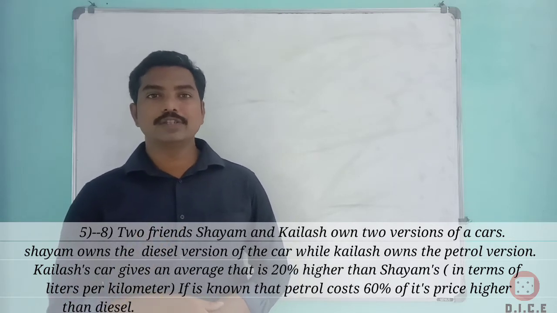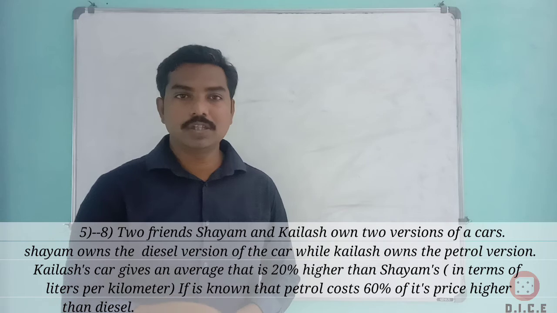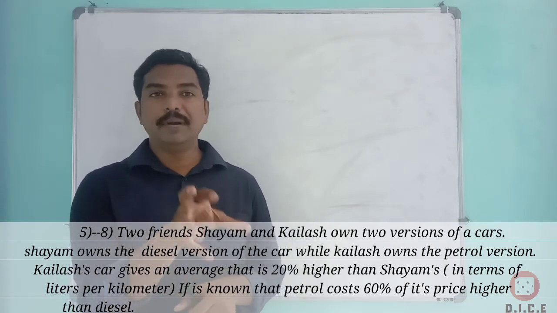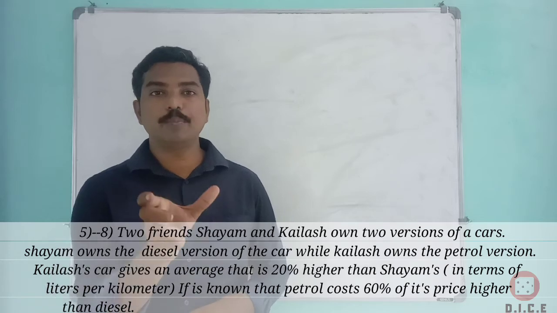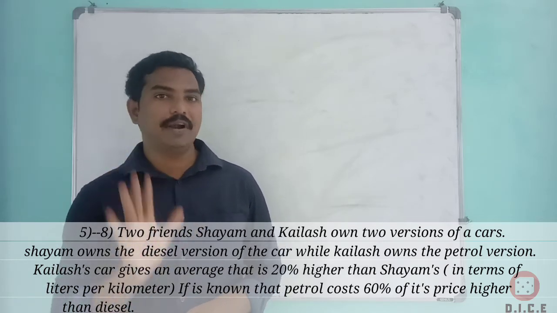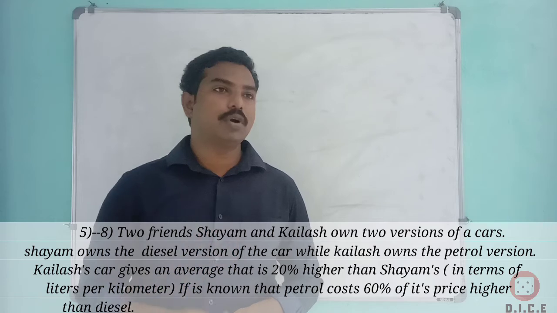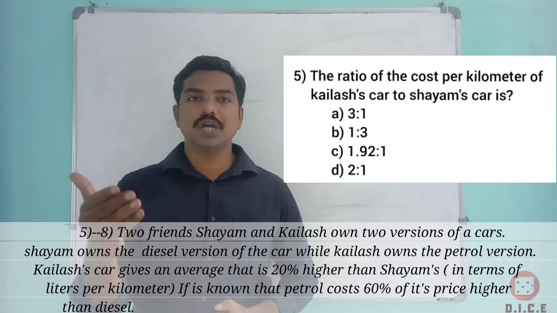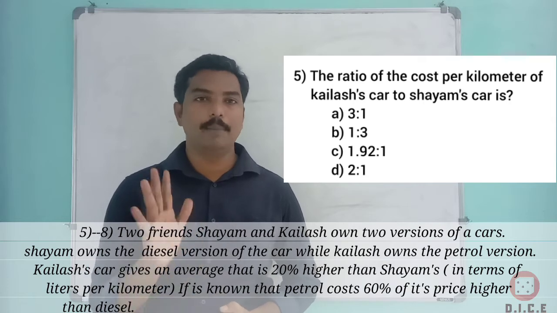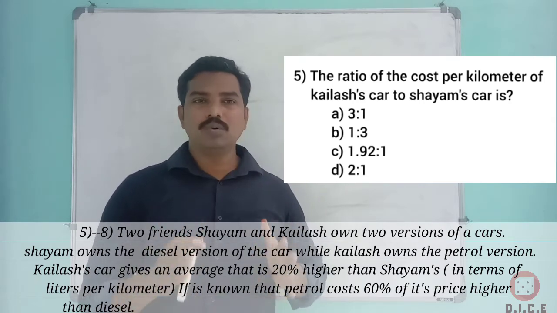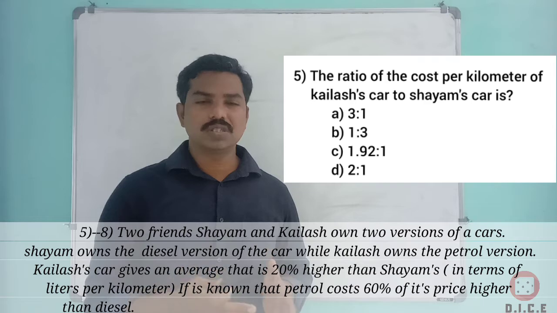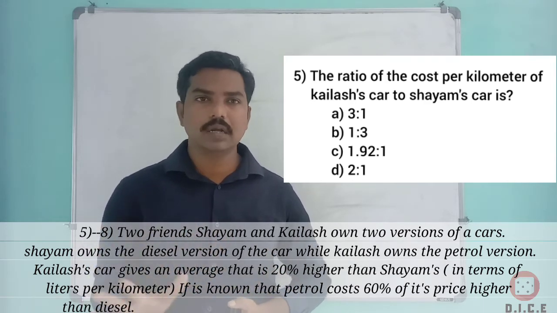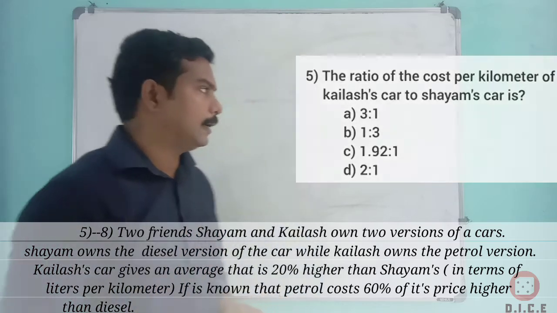It is not the case of adding 60 to 100, but the difference between the petrol and diesel rate should be maintained with 60. That is the key point, and it is very important. Now if you come to the questions, it is asking what is the ratio of Kailash's to Shyam's car in the cost per kilometer. I don't want to explain these questions in a very detailed process because data analysis questions I will solve directly with shortcuts.